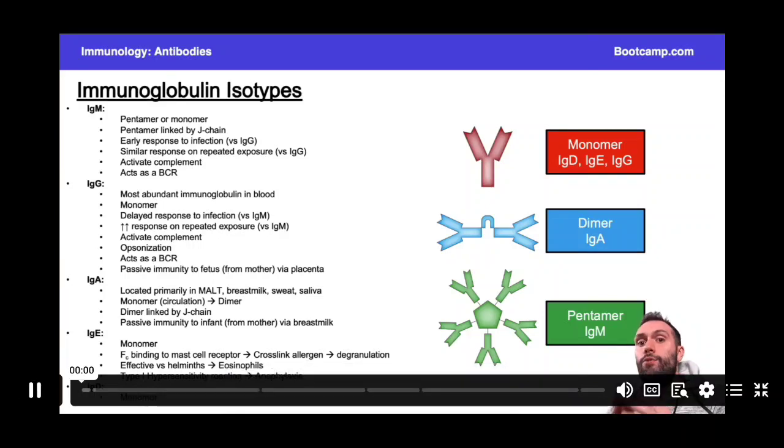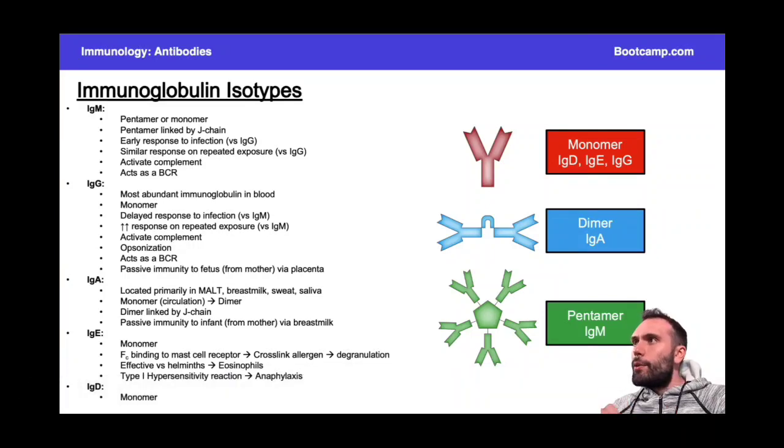All right, let's wrap up antibodies by talking about immunoglobulin isotypes. Here, the important thing to know is really the structure of some of these isotypes, and then when do we specifically see them in terms of their function. So let's start off with IgM, which is kind of like our base immunoglobulin, right?